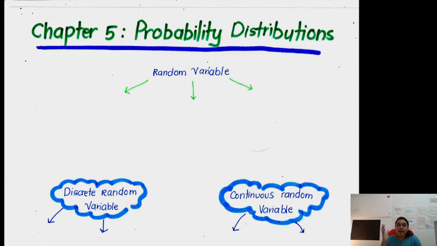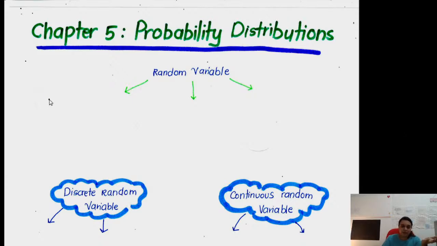Under this probability, usually there will be two types of calculation. One of the calculations is known as discrete random variable. The other one is known as continuous. But before that, let me write down first what is a random variable so that you can also copy it down in your notes. All right, random variable.